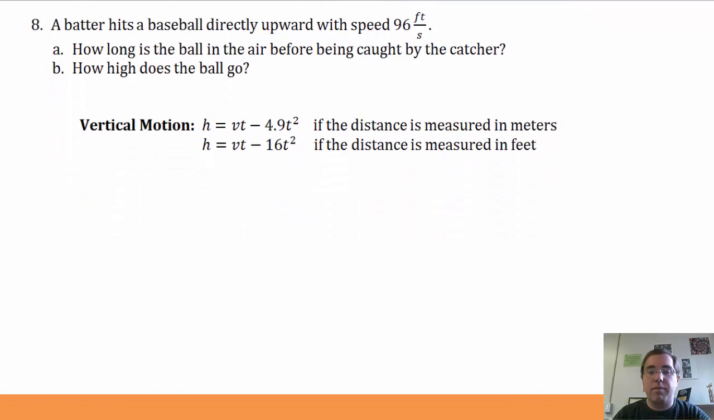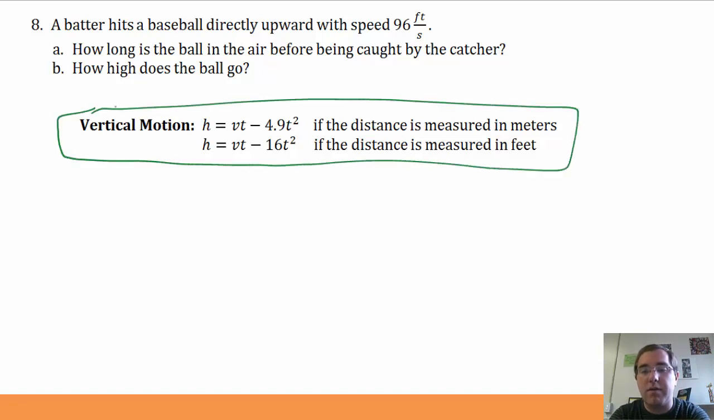Number 8. A batter hits a baseball directly upward with the speed of 96 feet per second. Part A, how long is the ball in the air before being caught by the catcher? And part B, how high does the ball go? We can answer this by setting up an equation using one of these formulas for vertical motion.